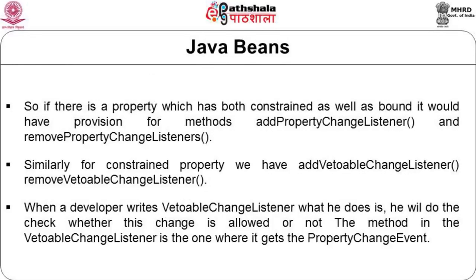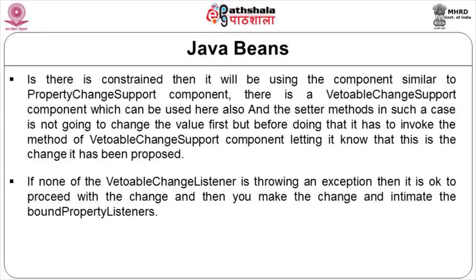So, if there is a property which is both constrained as well as bound, it would have provision for methods like add property change listener and remove property change listener. Similarly, for a constraint property we will have add vetoable change listener and remove vetoable change listener. When a developer writes a vetoable change listener, he has his logic to check whether the change is to be allowed or not. The method in the vetoable change listener is vetoable change, where he gets a property change event object. The same object is also available in the property change listener's property change event.